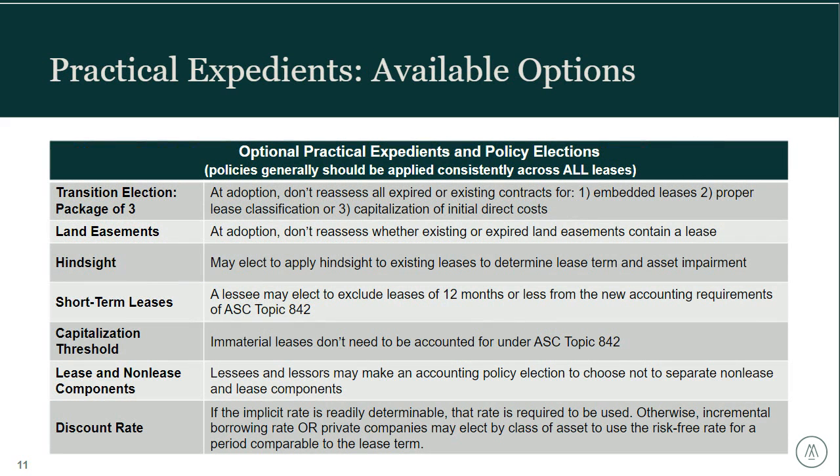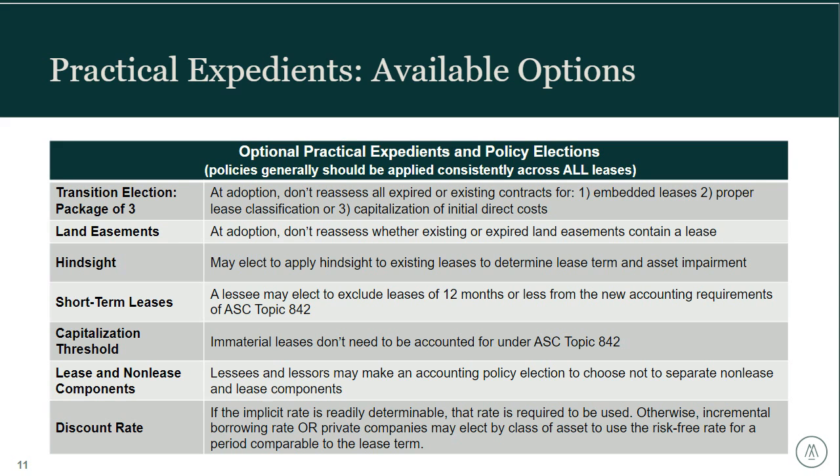Practical expedients. So again, we thank FASB for giving us these practical expedients. They're very helpful, and personally, my favorite is this very first one, the transition election and the package of three. The most important part of this package of three is all three of them have to be implemented at exactly the same time. You can't do one and not the other. At adoption, you have to do all three.